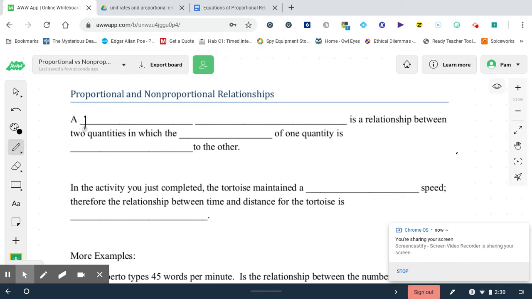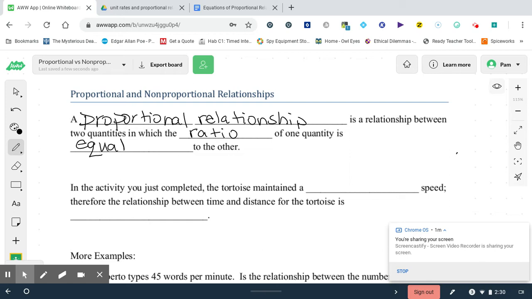All right, guys. A proportional relationship is a relationship between two quantities in which, and I want you to write, the ratio of one quantity is equal or the same as the other quantity. So again, we're doing this online, so make sure you're pausing the video and taking notes. Keep it in your notebook just like you normally would if you were in school. So just pause it and take notes so you can keep up with me.